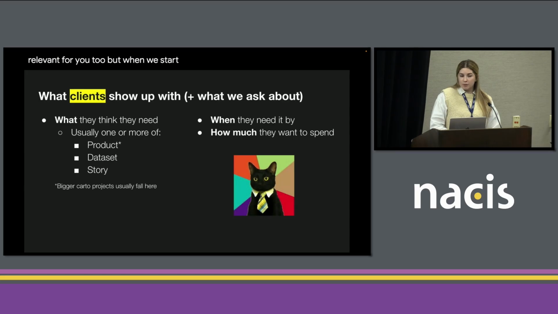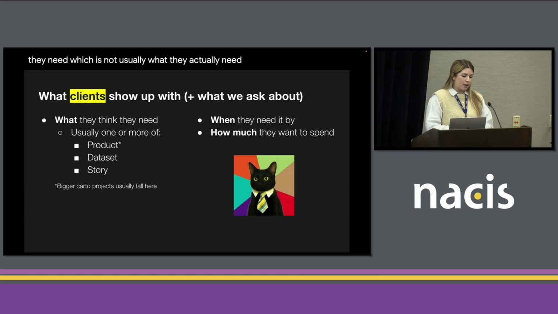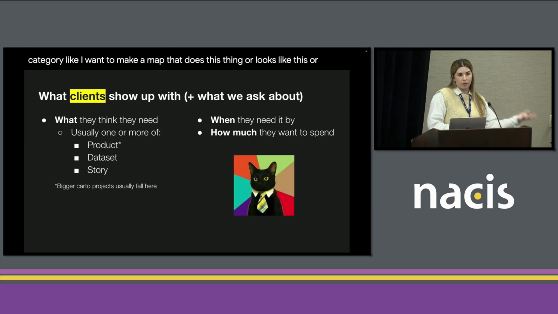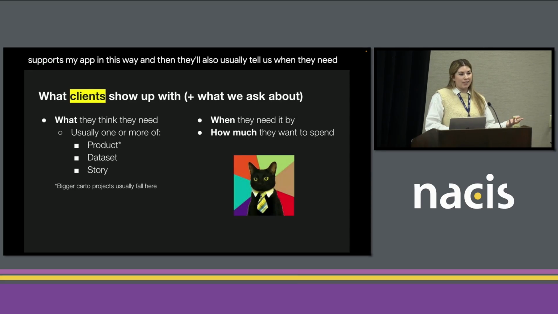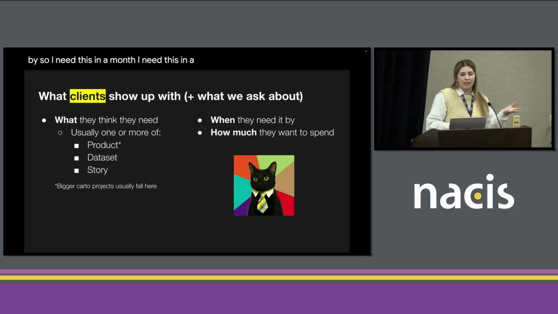But when we start a project with a client, usually they come to us with a couple of things in mind. What they think they need, which is not usually what they actually need, is a product, something with a data set that they have, or a story that they want to tell. The cartography projects tend to fall more into the product category, like I want to make a map that does this thing, or looks like this, or supports my app in this way. And then they'll also usually tell us when they need it by. So I need this in a month, I need this in a year, I need this in 6 months. It can really range a lot.